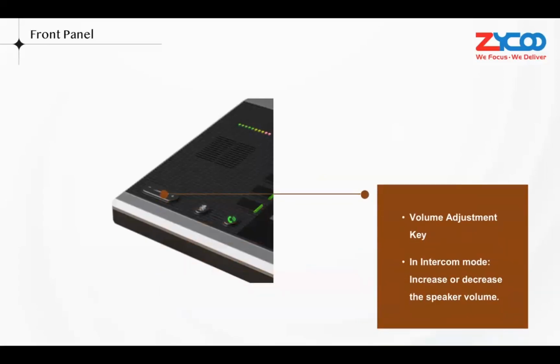Now on the left side of this M100, you will find a volume control key and a mute button. The volume control key allows users to adjust speaker volume, and the mute button can provide a quick audio silence during conversations or paging, offering fine-tuned control over audio output.